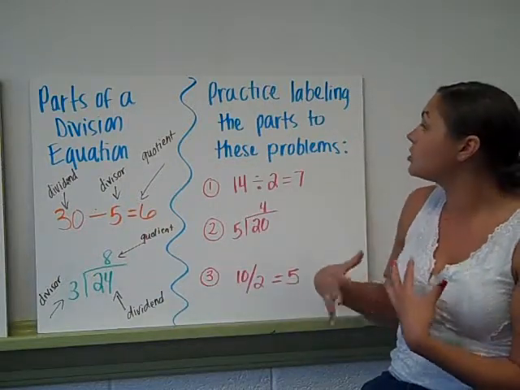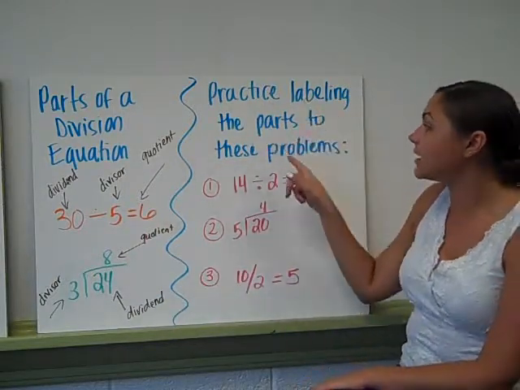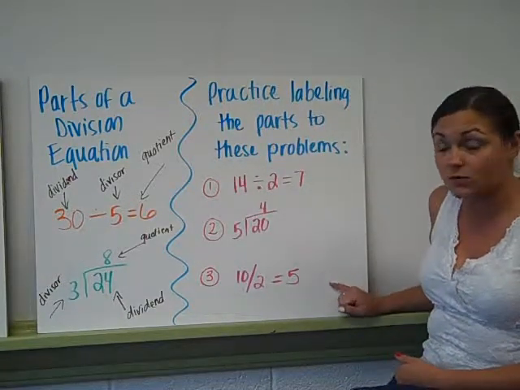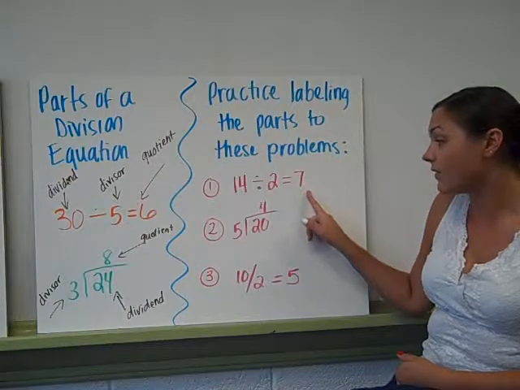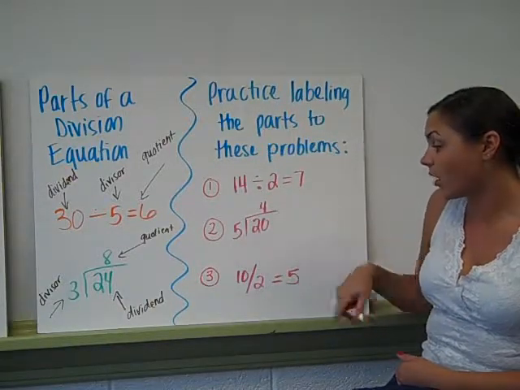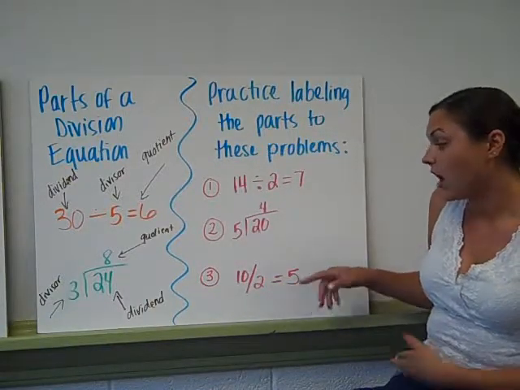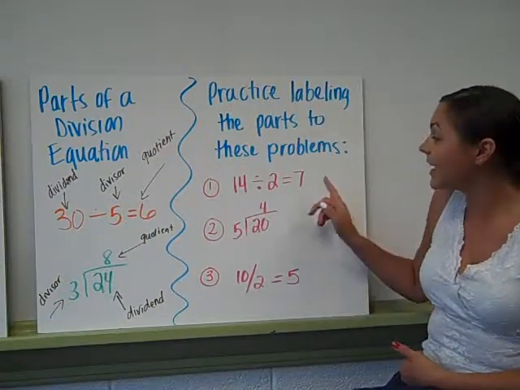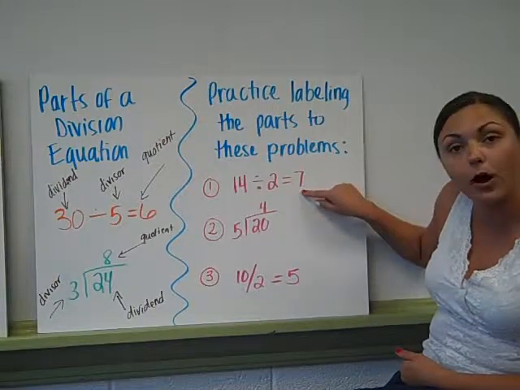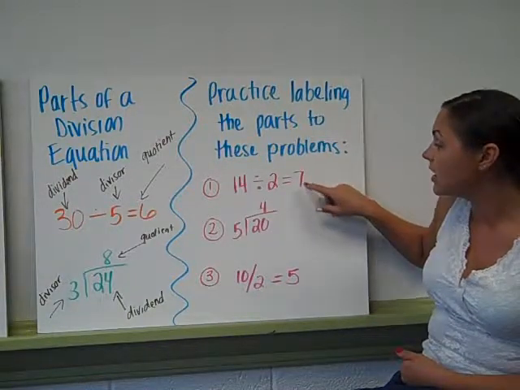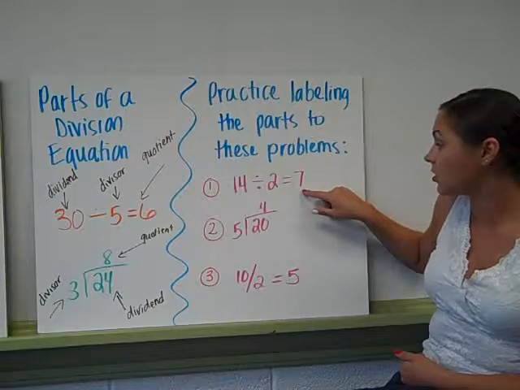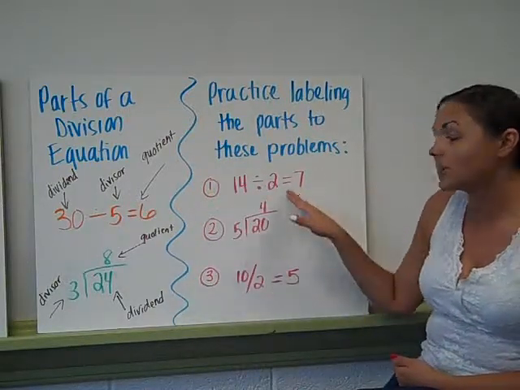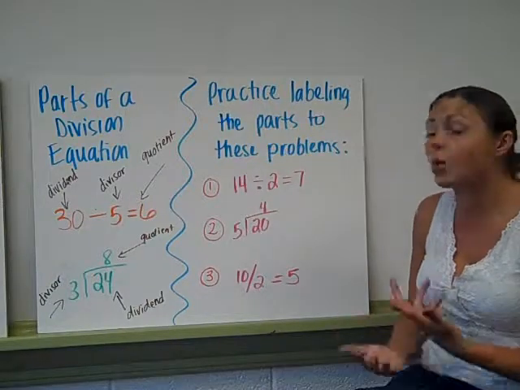Now, what I would like for you to do tonight is practice labeling the parts to these problems. I've already given you the answer to each one of these problems. 14 divided by 2 is 7, 20 divided by 5 is 4, and 10 divided by 2 is 5. I simply want you to write them down, just like I have them here, and label each part. Tell me what part of the problem this is. Is this the quotient? Is this the dividend? Is this the divisor? I want you to draw an arrow like I did here and tell me what each part is and bring them to class prepared tomorrow to go over.